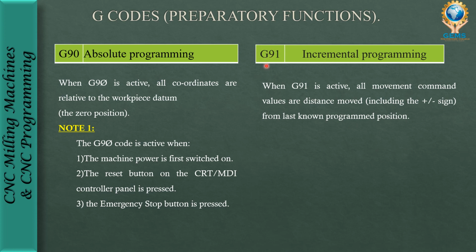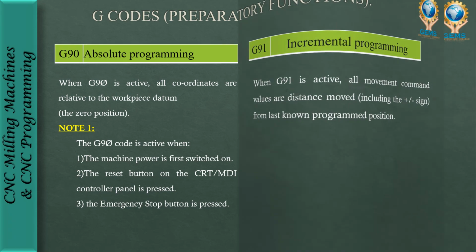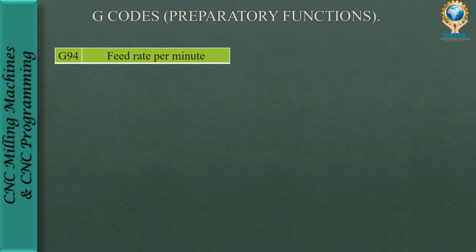And if you mention G91, it will take the previous position where the tool stopped, and from that position it will move 90 mm distance. Then G94, feed rate per minute.